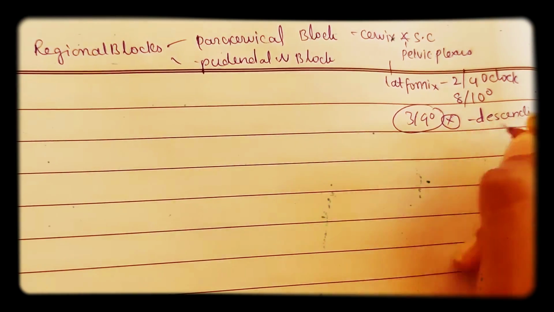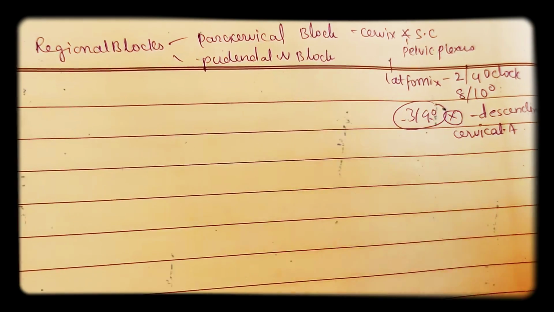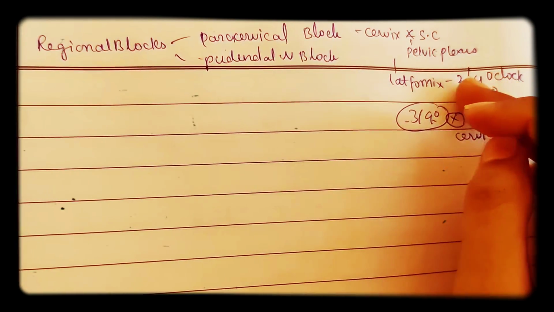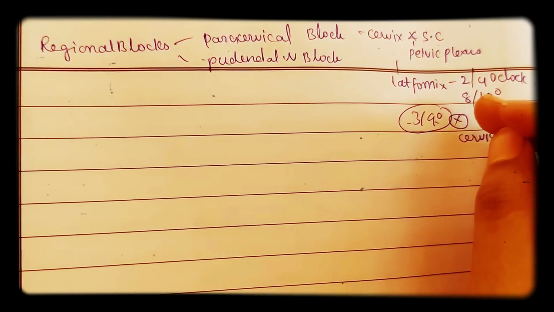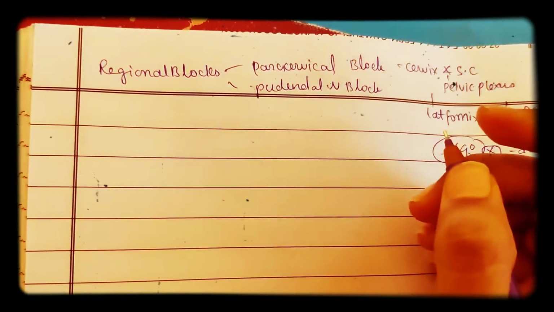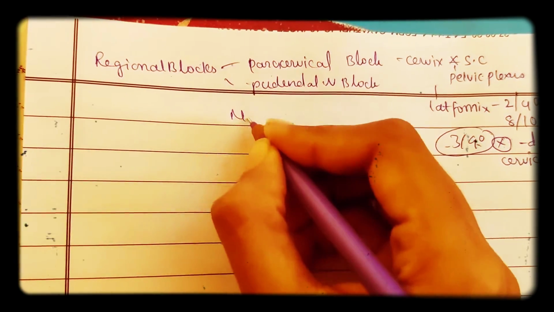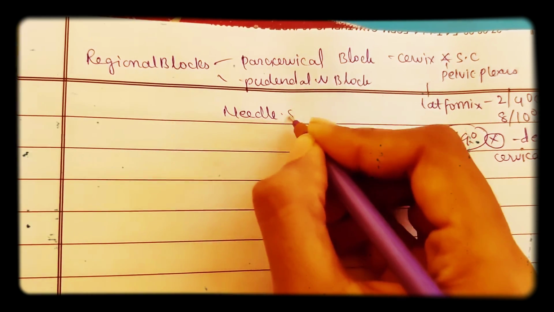You may have a chance to pierce this descending cervical artery, so don't give the injection in either 3 or 9 o'clock position. It's better to give in 2 or 4 o'clock position, or 8 or 10 o'clock position. Okay, so you need to remember that the needle which you use is a spinal needle with 22 gauge.